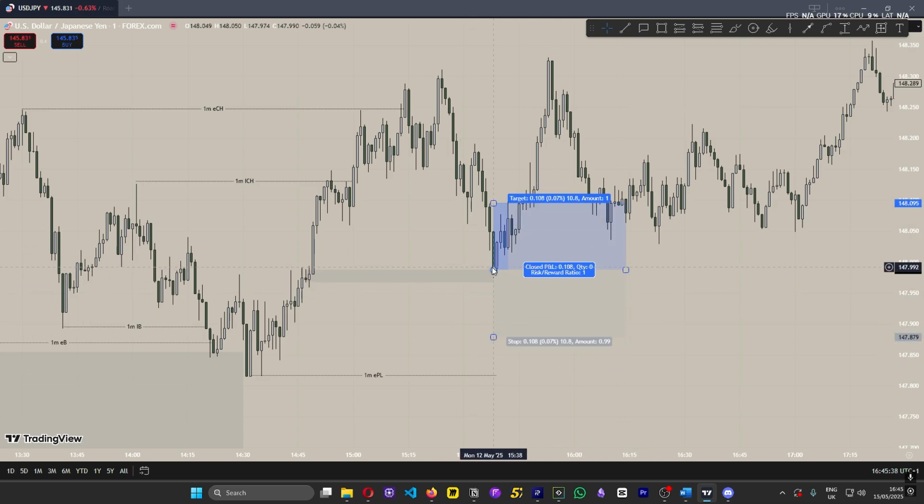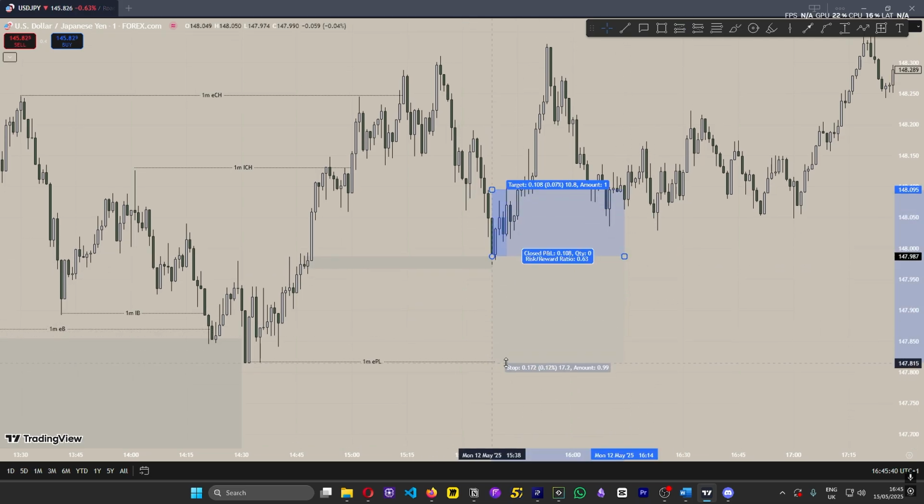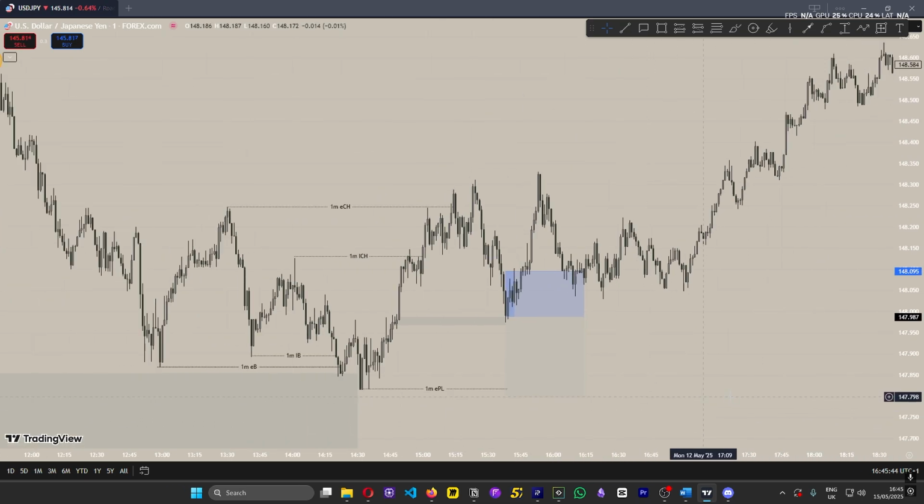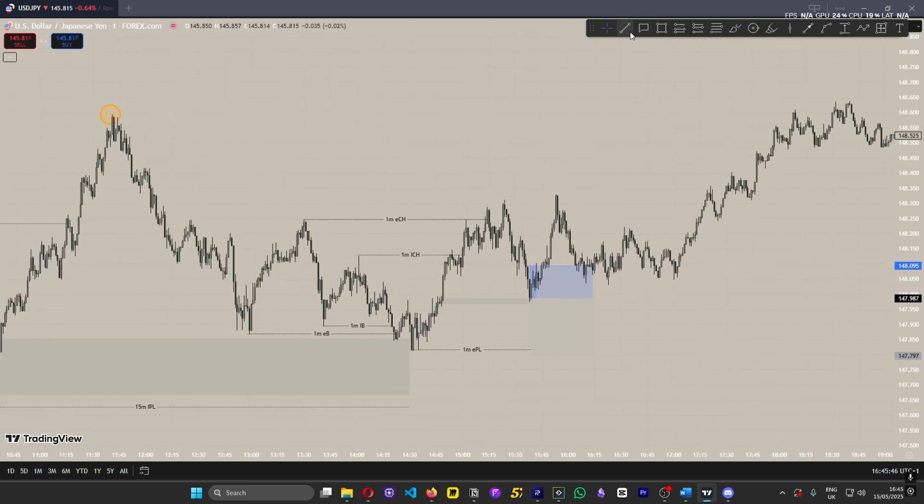So you'd put your buy limit right here, stop loss below the protected structure, and you would target the 15-minute week high.